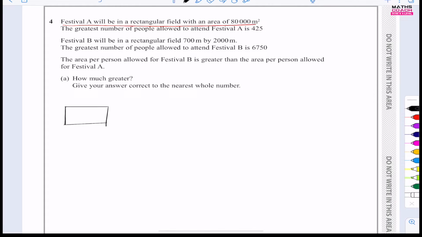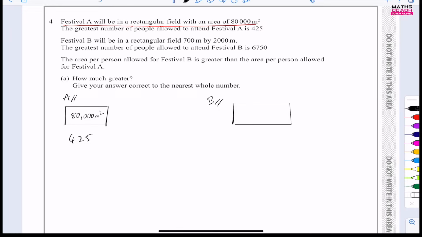So if you can draw images as much as you can for these types of questions, it's great, okay? So I'm told that it has an area of 80,000 meters squared, okay? And 425 people can fit in there. As for festival B, I'm going to do the same thing, draw a rectangle, and do the same thing for festival B.